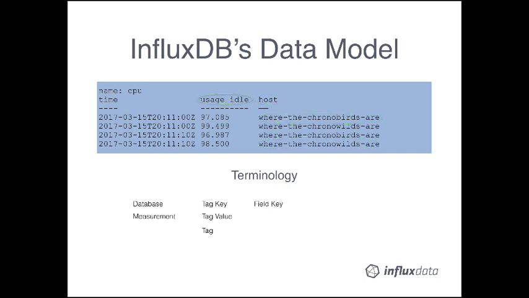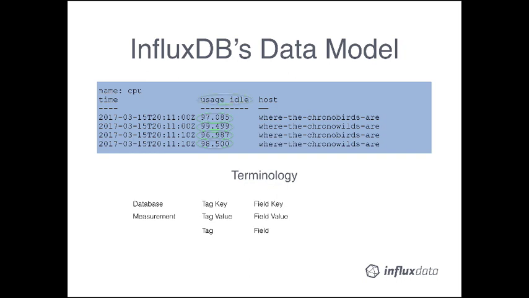The next component of InfluxDB's data model is the field key. In this case, usage idle is the only field key in the CPU measurement. Field keys are always stored as strings. The field key is associated with the field value or several field values. In this table, the field key usage idle is associated with 4 floats in that column. Field values can be floats, booleans, strings, or integers.